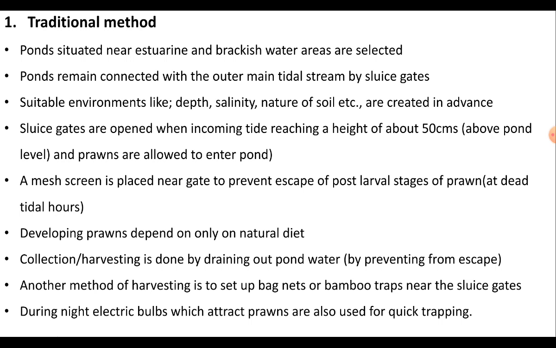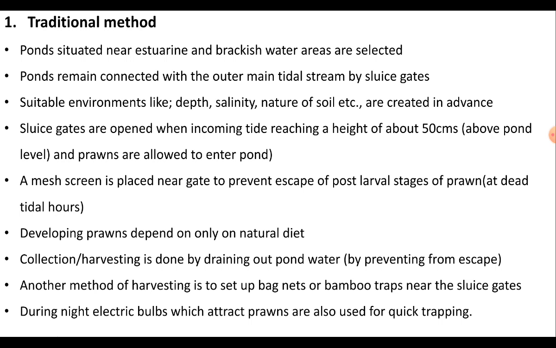In the traditional method, the ponds which are situated near estuarine and brackish water areas are selected, where these ponds remain connected with the outer main tidal streams by channels or sluice gates, in which the suitable environments like depth, salinity and nature of soil are created in advance.